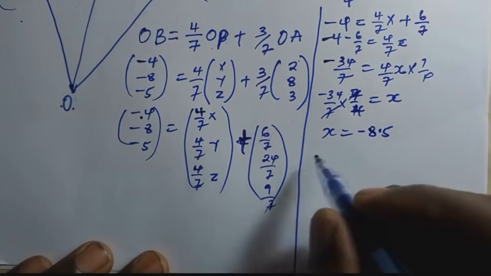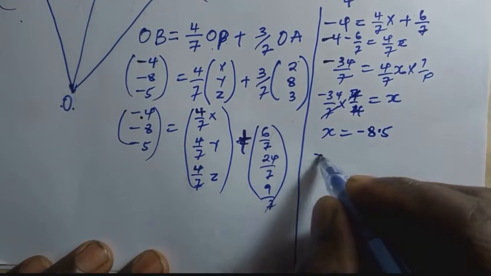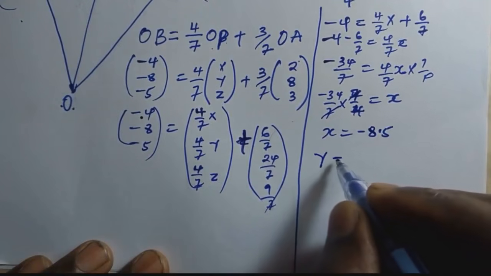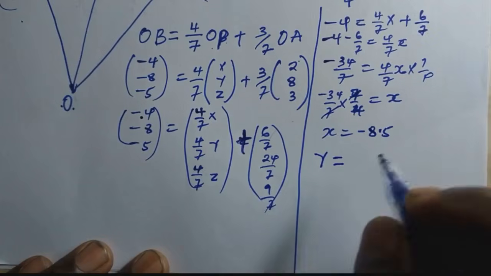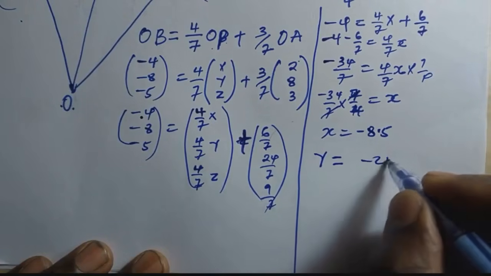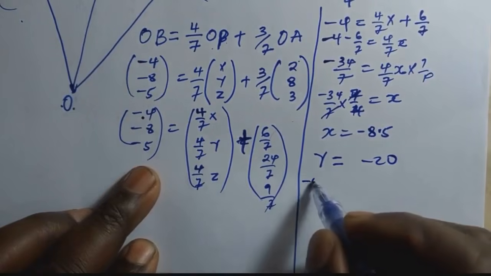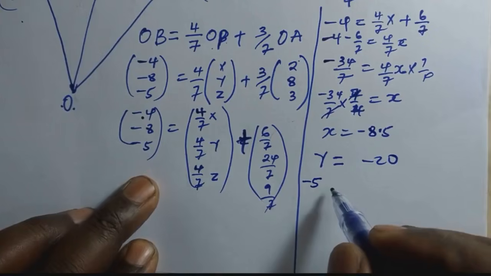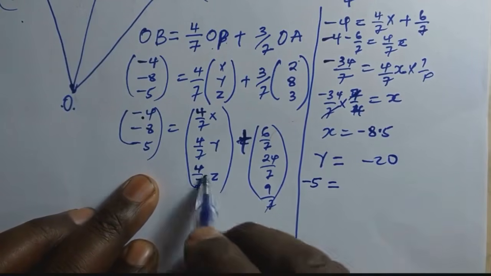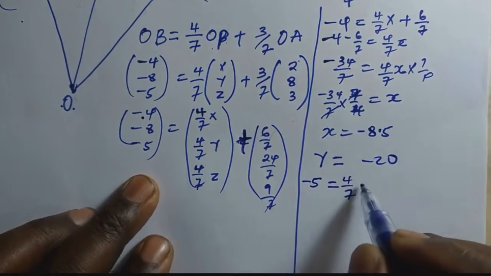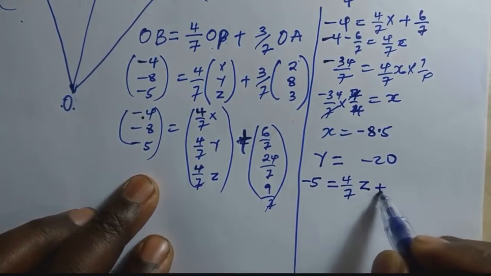You do the same for y, which you will get is equal to negative 20. You do the same for z. For z we take negative 5. Negative 5 is equal to 4 over 7z plus 9 over 7.